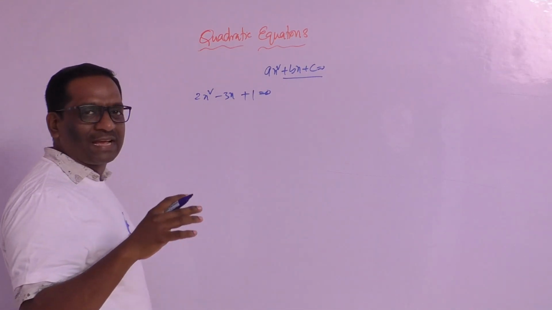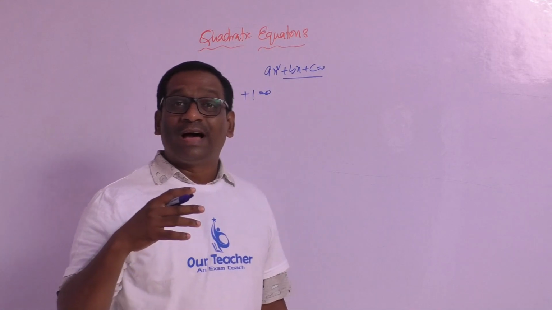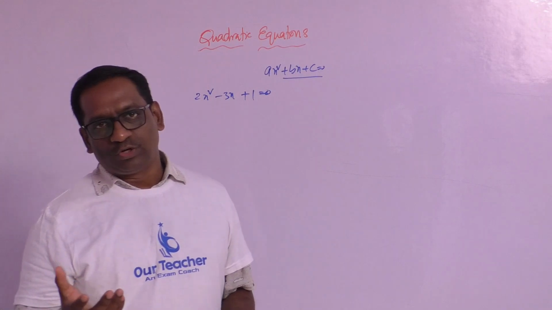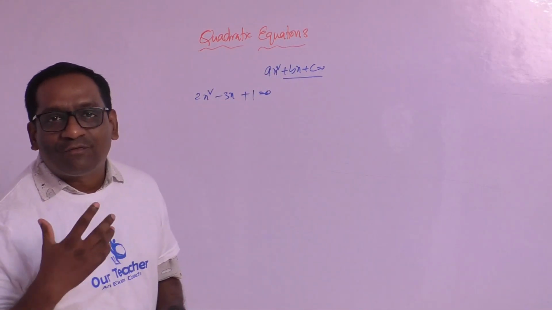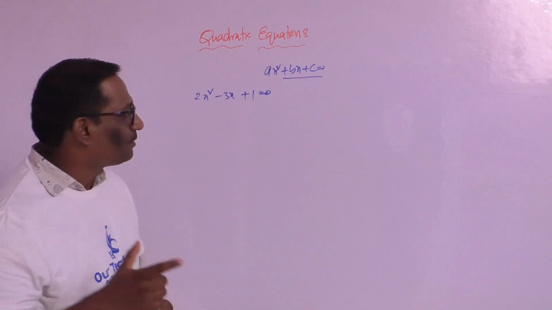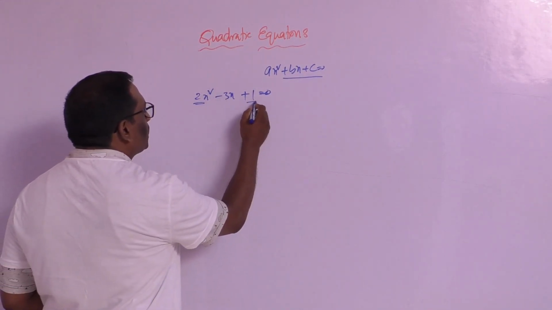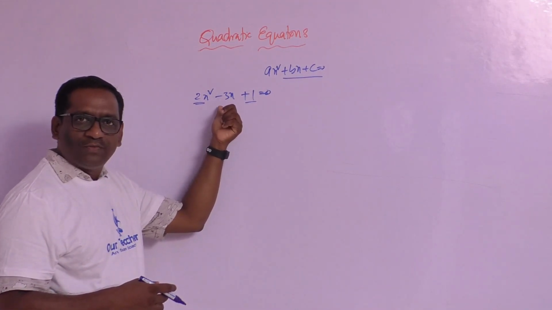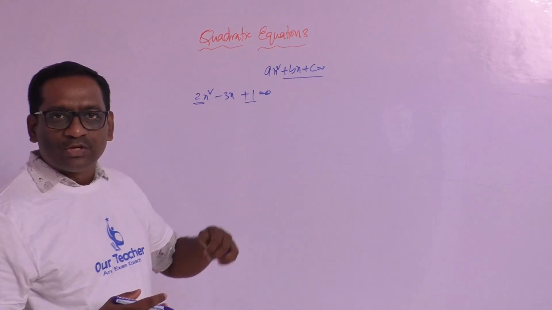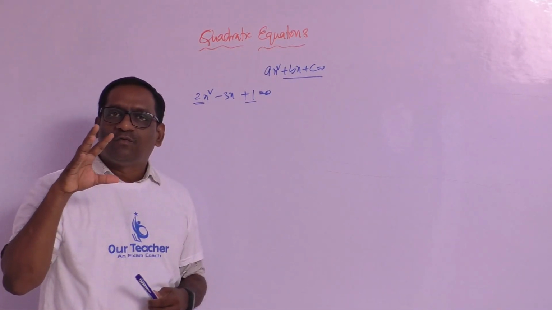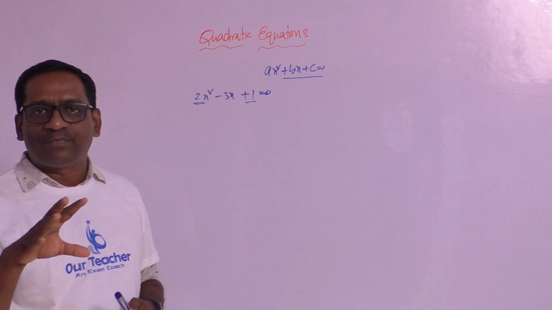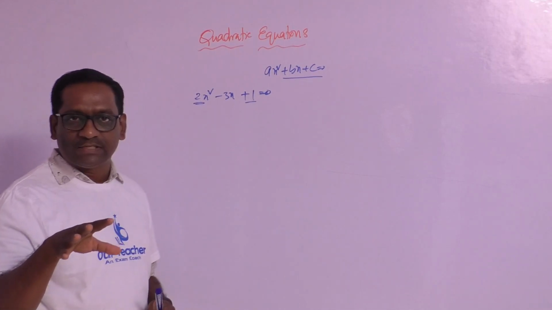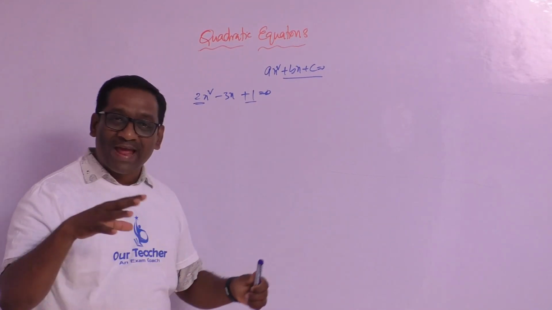Here there are two methods: either converting into the identities, that means a plus b whole square formula or a minus b whole square formula. If it is able to convert, we can find the factors with the help of the two identities. Otherwise, we multiply the x square coefficient and the constant, and with the help of that we split the central value into two values and find the factors. So that is another method. So finding the roots of the quadratic equation has two styles: one is converting into identities if it is possible, otherwise the direct factorization method.